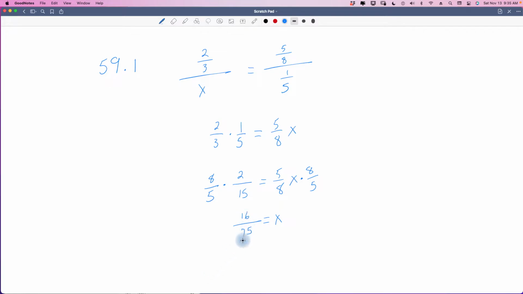These two cannot be reduced by the same factor. I know this because 8 is 4 times 2, and 15 is 3 times 5. They don't have any of the same factors on the top and the bottom. So it is what it is.